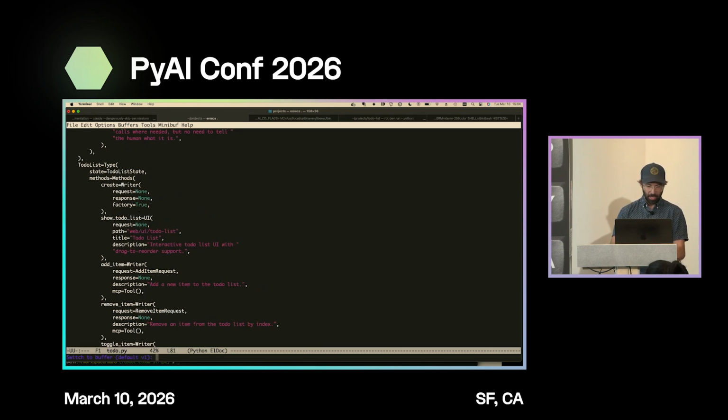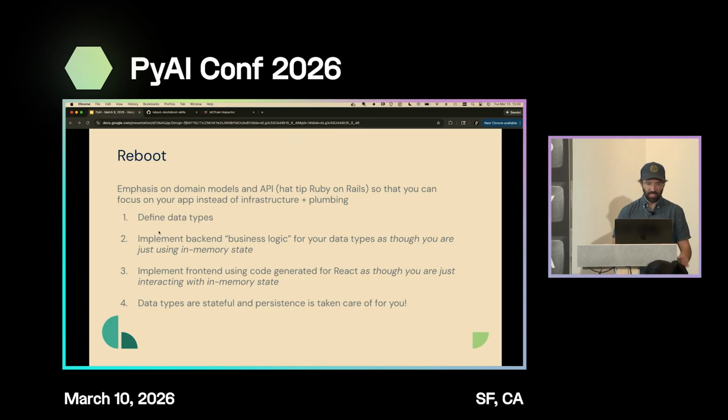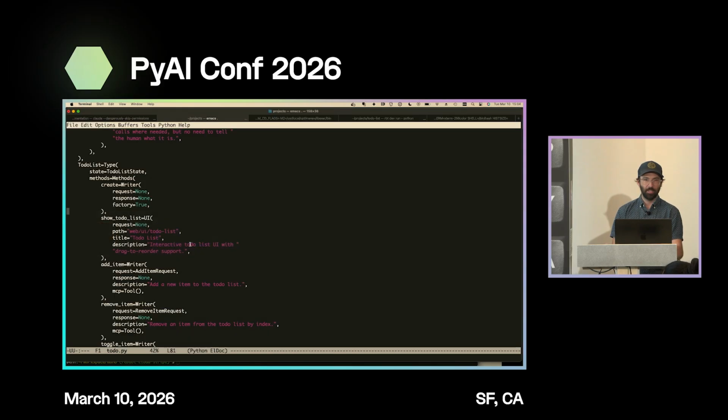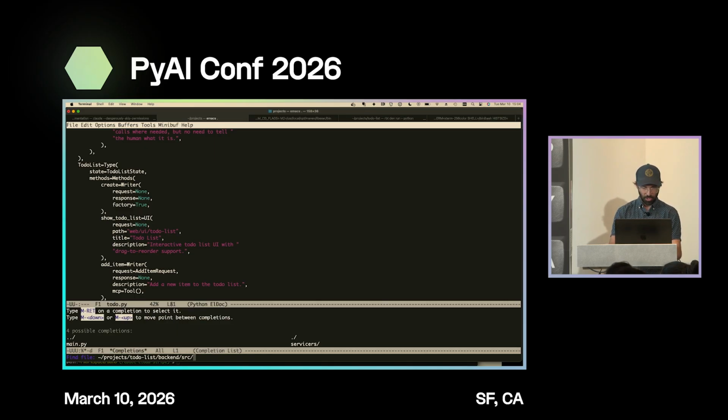Now the backend, so that's defined data types. In Reboot, you implement the backend business logic for your data types as though you're just using in-memory state. So again, higher level abstraction, focus on the domain model. What does that look like? What did the Reboot, the robot generate for us?